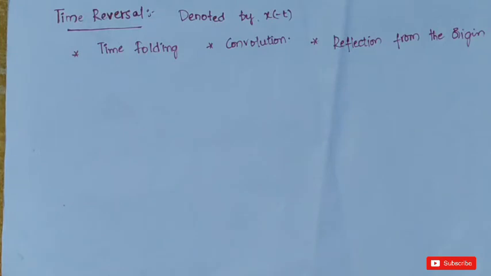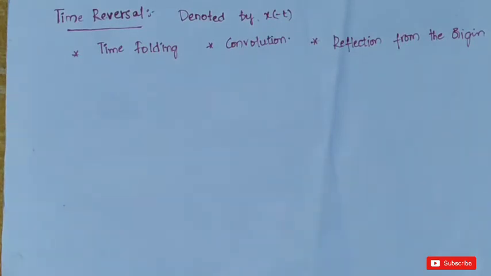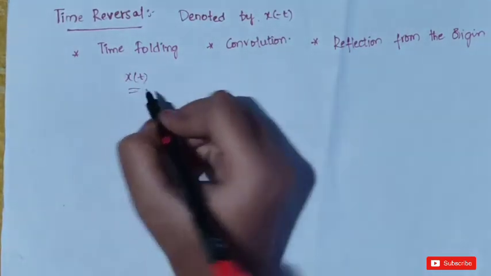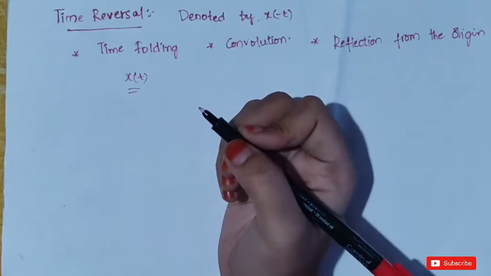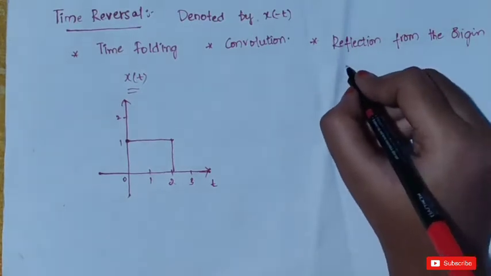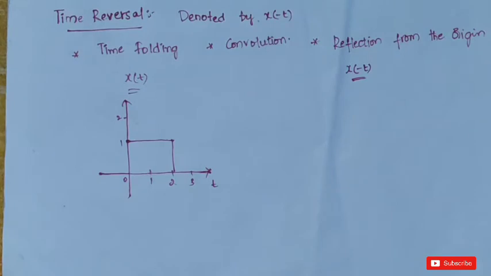To learn this in detail, let us see an example of the time reversal operation of a signal. First, we need to consider a continuous time signal x of t. Let this be the continuous time signal x of t. Now based on x of t, we need to find x of minus t of this signal. So how to find x of minus t? That's the question that arises.